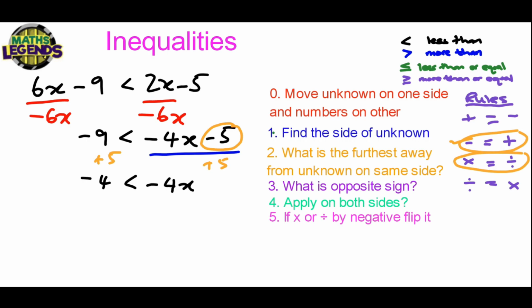Now the minus 4 is multiplying the x, so we need to divide by minus 4 on both sides. So now here we are dividing by a negative, so we need to flip the sign. So let's simplify. Minus 4 divided by minus 4 is 1, less than changes to a more than, and minus 4 divided by minus 4 is 1, and that's just x.